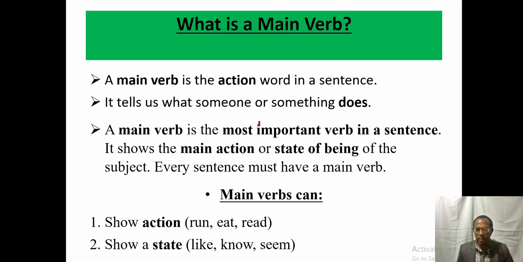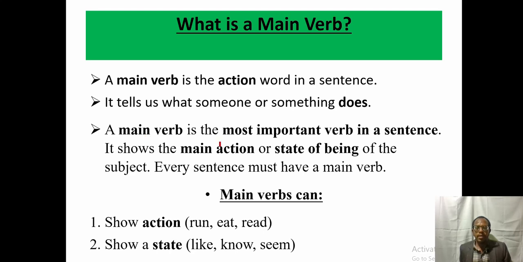Which means, in short, by the time that we are constructing a sentence, it is impossible to make a meaningful sentence without having a main verb, because it creates a fragment. It creates a fragment. You see. So because of that reason, the main verb is very important for our sentence.